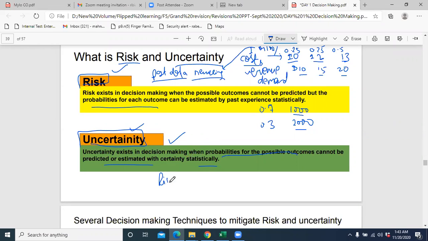So risk is when probabilities could be assigned. Even then it could go wrong, right? Our decisions could go wrong, and what we are thinking may turn out to be a little different. But due to past experience, since it was a repeated, recurring thing, we could actually assign the probabilities. So risk is when probabilities could be assigned. But uncertainty is when probability cannot be assigned to your outcomes.